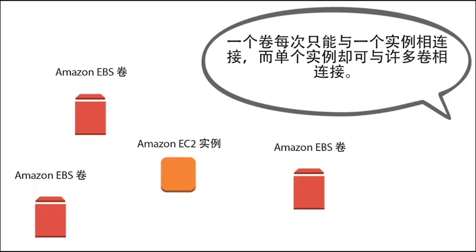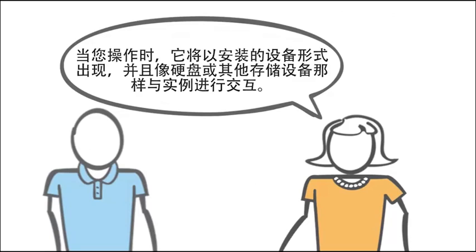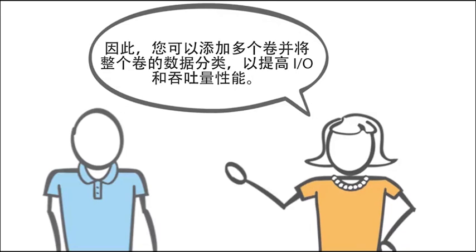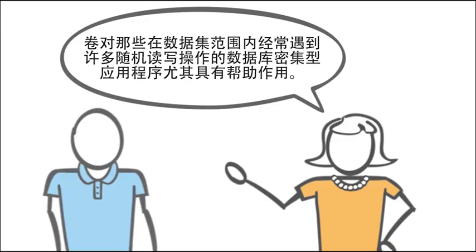An Amazon EBS volume can only be attached to one instance at a time, but many volumes can be attached to a single instance. When you do, it will appear as a mounted device, and the instance can interact with it, similar to any hard drive or other storage device. So you can attach multiple volumes and stripe your data across them for increased input, output, and throughput performance. This is particularly helpful for database-intensive applications that frequently encounter many random reads and writes across the dataset.